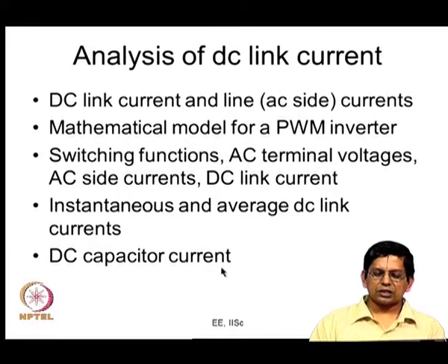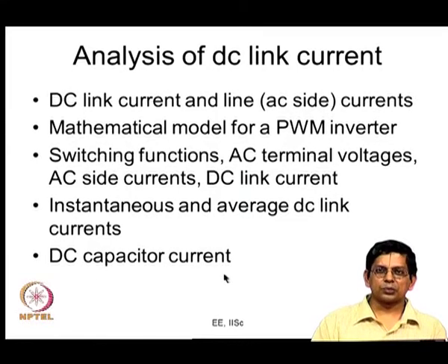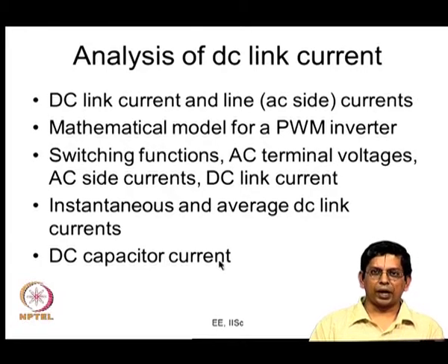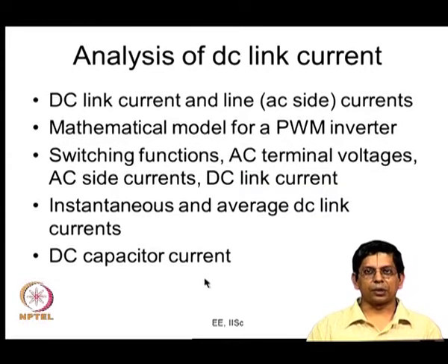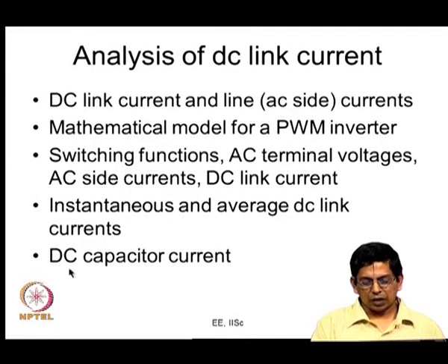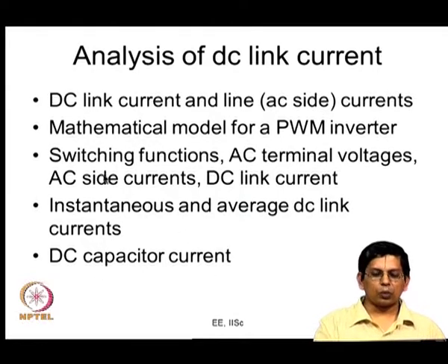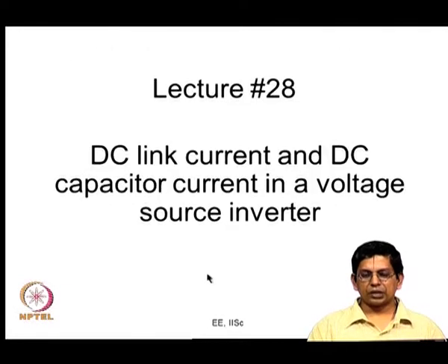So, under such circumstances, can we come up with an expression for the RMS current is what we would look at. We may not be able to do the details of this derivation, but at least we can see how to go about deriving an expression for this RMS DC capacitor current. An expression for RMS DC capacitor current would mean you will have to have an expression for, say, RMS DC link current. So, let us just get started with today's lecture.